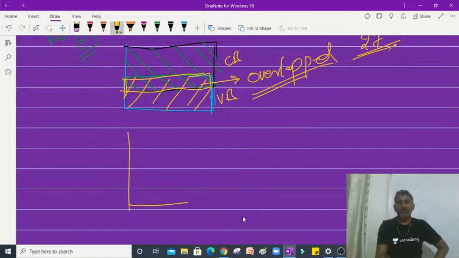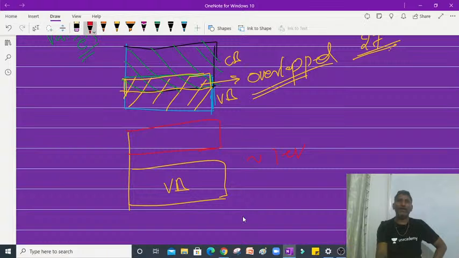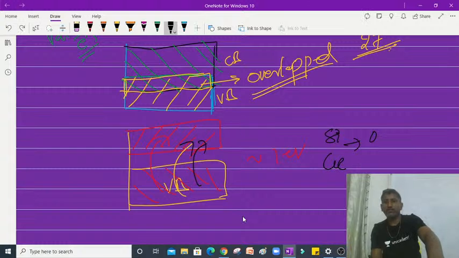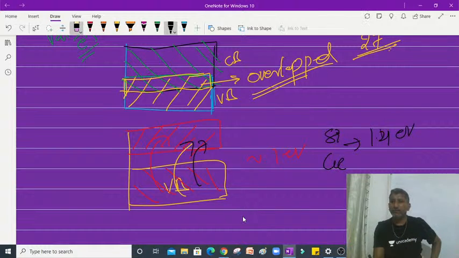In the case of semiconductors, this is the valence band and this is the conduction band. Usually the energy gap will be in the order of 1 electron volt. Here electrons can jump from the valence band to the conduction band. In the case of silicon and germanium, silicon is 1.12 electron volts.